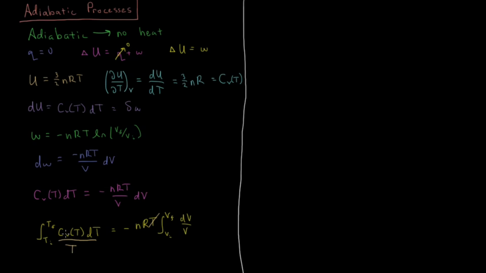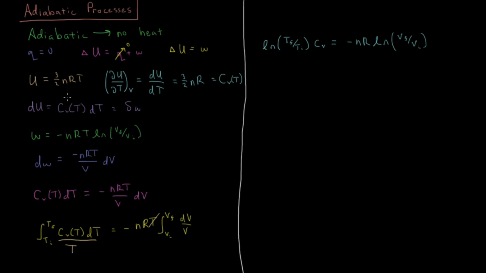The integral of a constant times 1 over T with respect to T is just going to be the log of T. And from initial to final, it's going to be log of T final minus log of T initial, or log of T final over T initial. And that is going to be multiplied times CV. And that is going to equal minus nR. The integral of dV over V with respect to V is log V. And same thing as on the left side, we have log of V final over V initial. Okay, so we got two logs there.